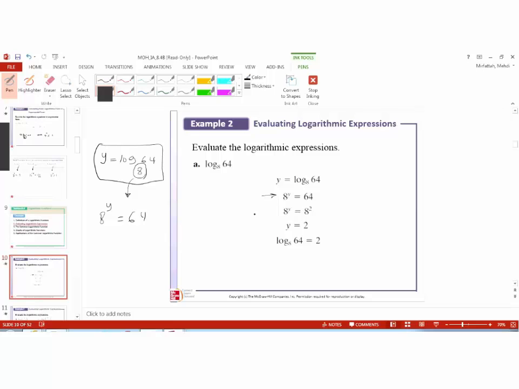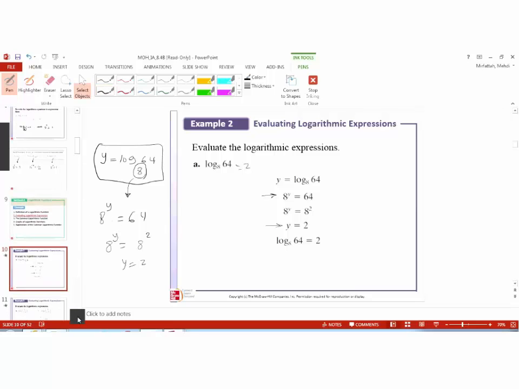Now you can easily change 64 to 8. You want to make the base the same, or exponent the same. In this case, we can make the base the same. So 64, I'm going to write as 8 to the power of 2, so y must be equal to 2. So this is equal to 2. Simple as that. Once you change it into the exponential function, we can easily see what the missing number would be in this case.